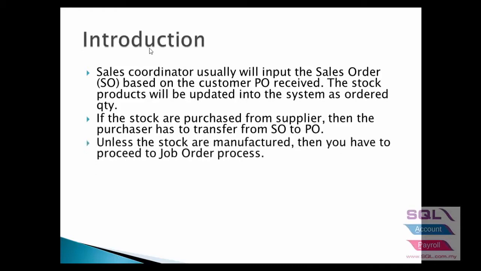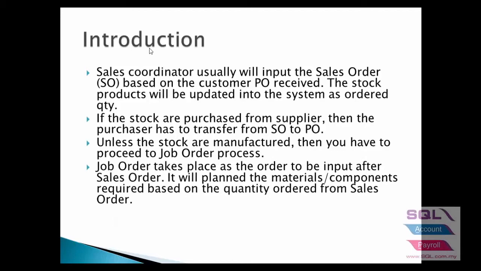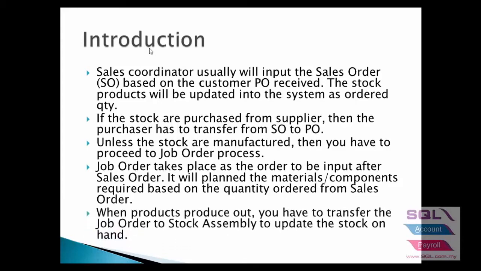Unless the stocks are manufactured, then you have to proceed to the job order process. Job order takes place as the order to be input after sales order. If you plan the material and components required based on the quantity ordered from sales order, when the product is produced, you have to transfer the job order to stock item assembly to update the stock on hand.